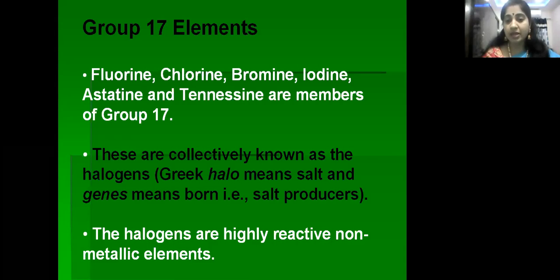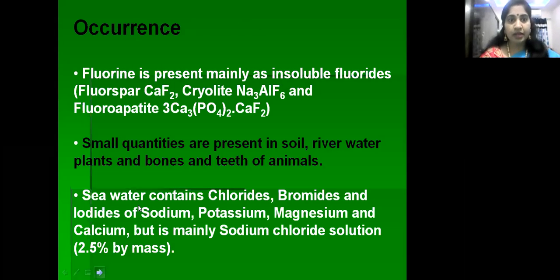By gaining one electron, they form anions. That's why these are all non-metals. So highly reactive non-metallic elements, right children? First group elements are highly reactive metals, whereas the 17 group elements are highly reactive non-metals, right children? Now let us see the occurrence of these 17 group elements.